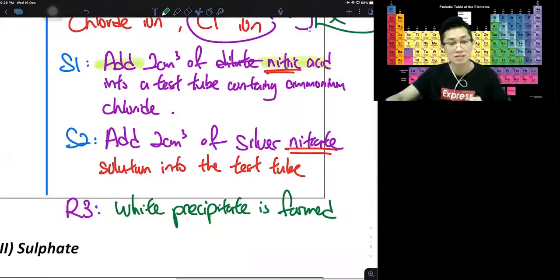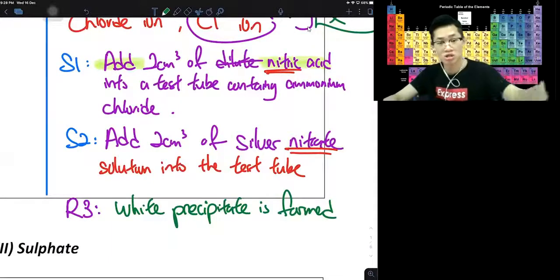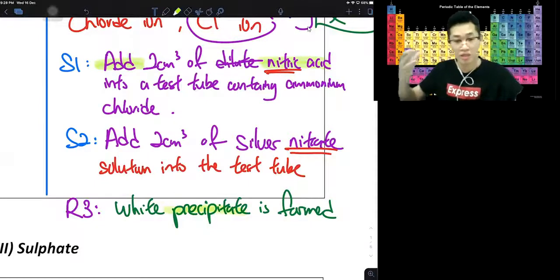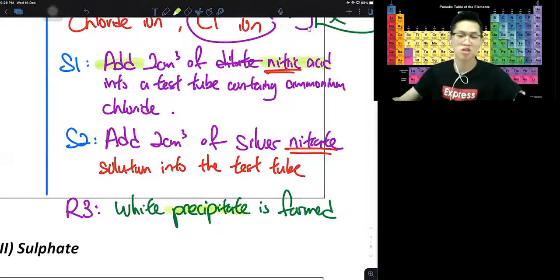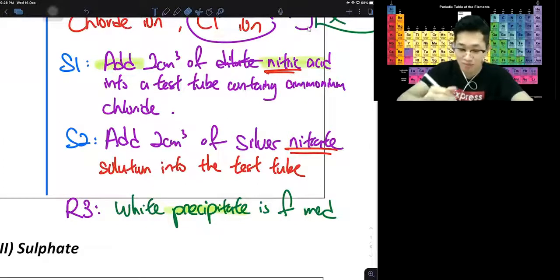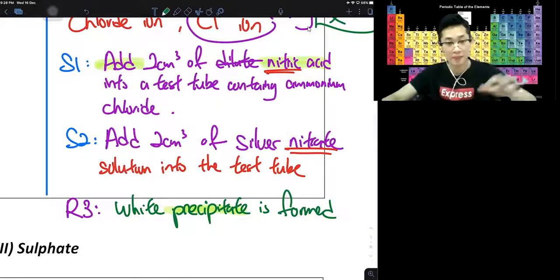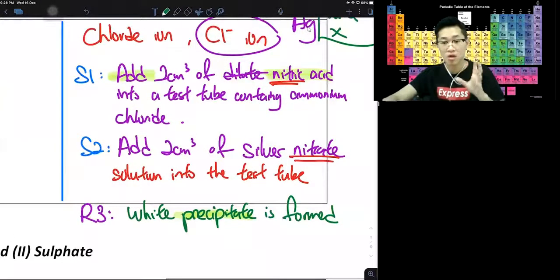This is my answer. Add acid, then a salt solution that makes it insoluble. Insoluble, I call it a white precipitate. Instead of solid, we will say white precipitate is formed. Not "performed", it's formed. Just like that. Okay or not? Can? Very easy.